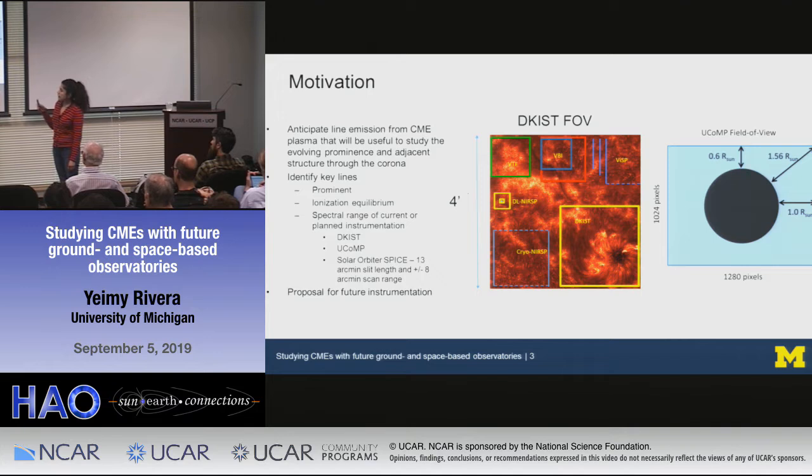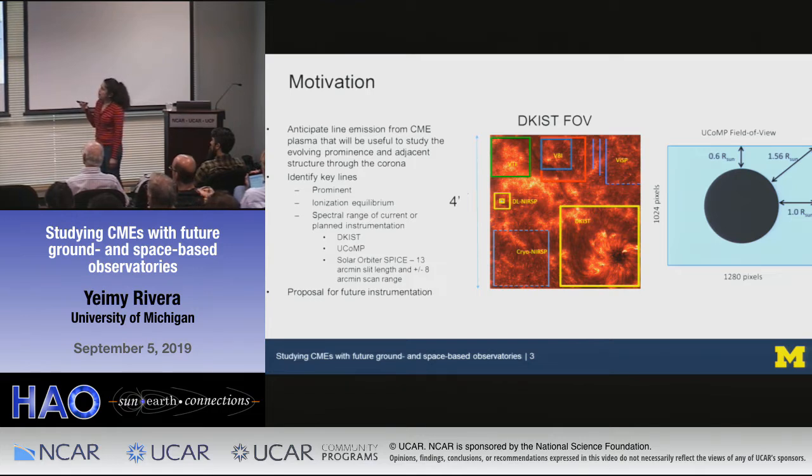So as most of you probably already know, DKIST is only looking at a pretty small portion of the sun with some off-limb capabilities. I actually stole this from one of the presentations from the DKIST workshops that I was at. But this is approximately 4 arc minutes, and this is the field of view of all the different instruments on DKIST. So it's a very small portion of the sun.